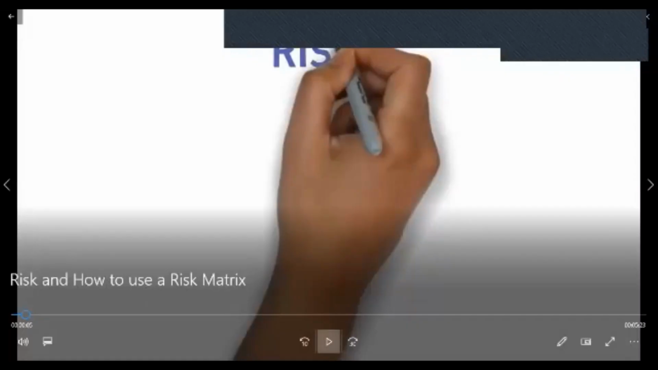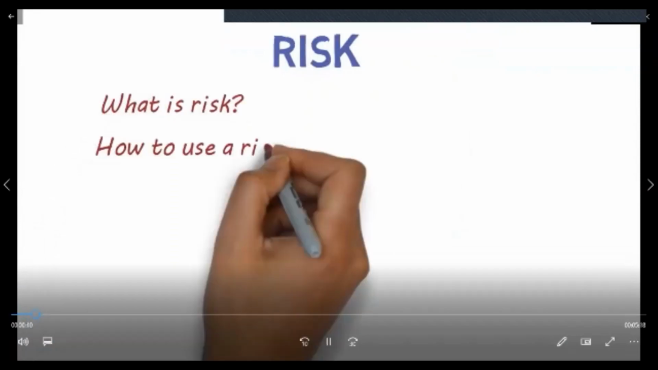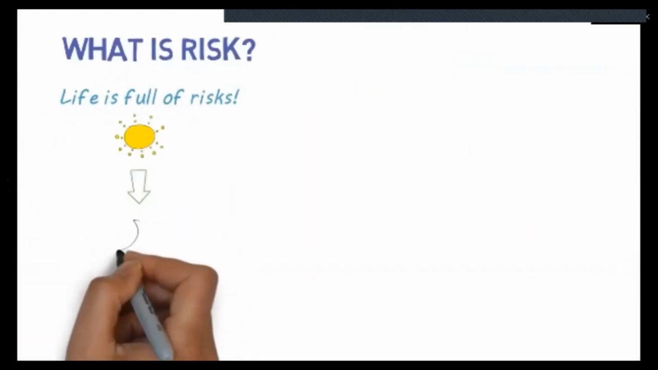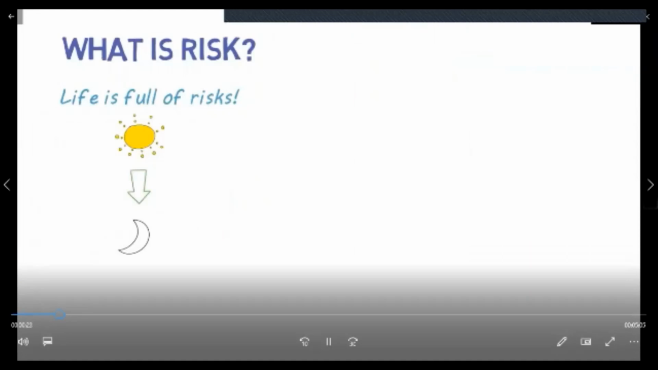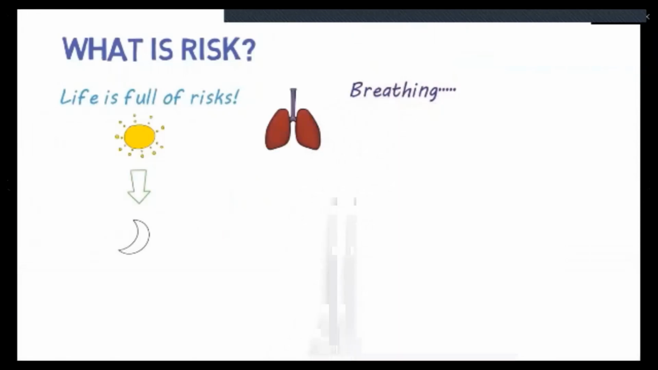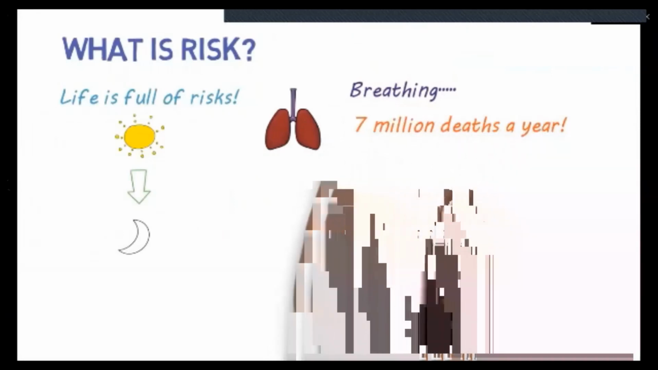Right. Welcome to this video on risk. We're going to have a look at what risk is and how to use a risk matrix. First of all, what is risk? If you think about it, life is full of risks, from the time we wake up to the time we go to sleep, and even in between. For example, there are risks associated with breathing. Did you know that air pollution causes about 7 million deaths each year?